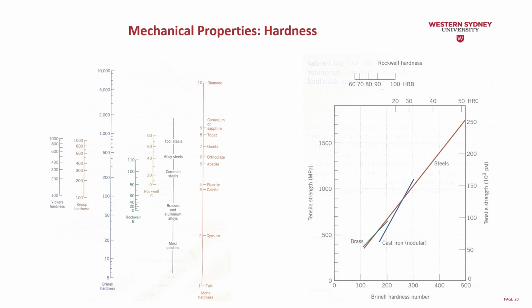So once again, this is the relation between the tensile strength and the Brinell hardness number. The harder the material is, the higher tensile strength it is going to possess.